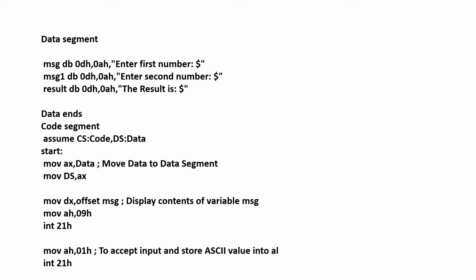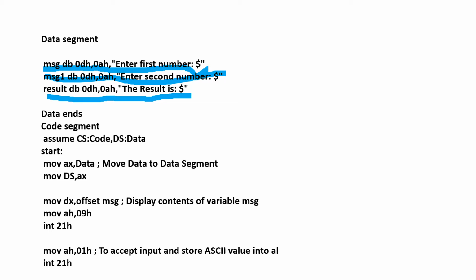The first data is enter first number, then enter second number, then the result is. So we write message db 0dh, 0ah, 'enter first number' and the dollar indicates the end of the string. Then we write message1 db 0dh, 0ah, 'enter second number' and the dollar sign. Then result db 0dh, 0ah, 'the result is', and the dollar indicates the end of the string.